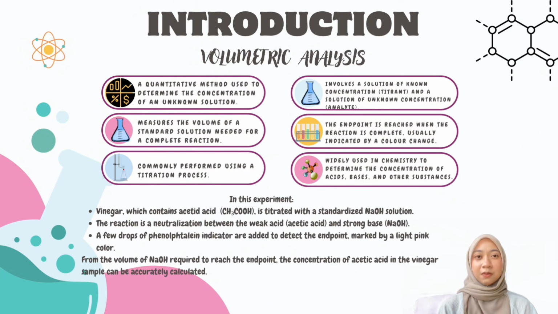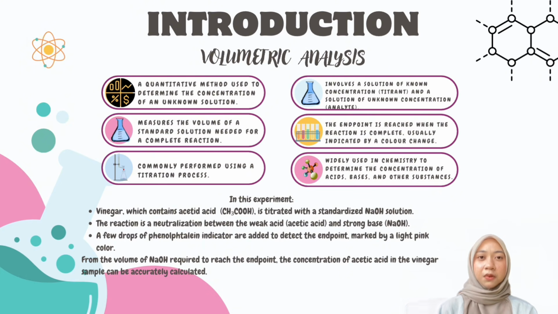This technique commonly involves a titration process where a solution of known concentration called the titrant reacts with a solution of unknown concentration known as the analyte. The endpoint of the reaction is usually identified by a color change with the help of an indicator. In this experiment, phenolphthalein is used as an indicator. It changes from colorless to a faint pink color when the endpoint is reached.